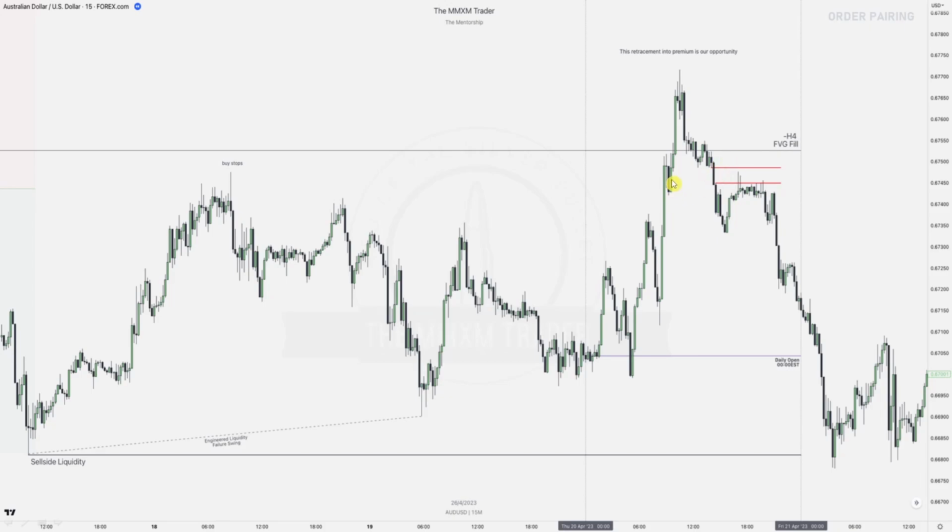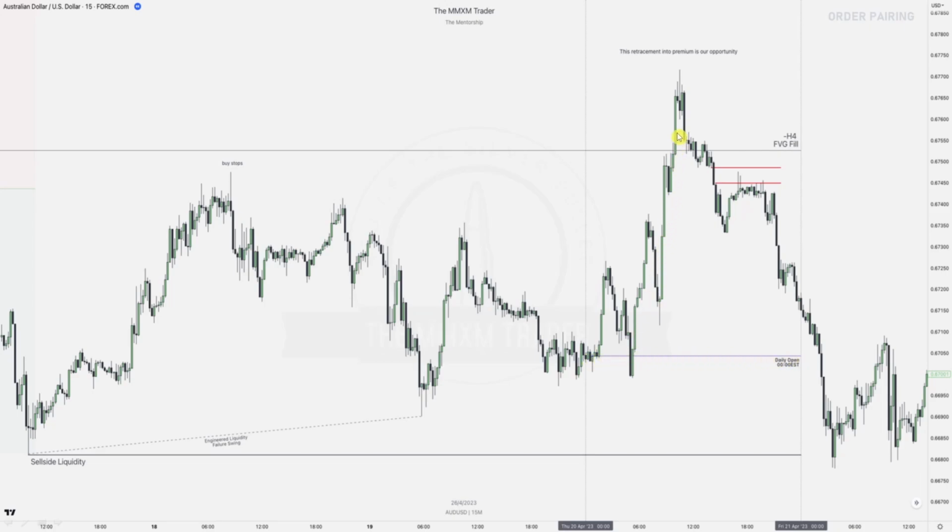We can see this breaker block over here is also in line with this fair value gap, making it an even higher probability fair value gap. So after the buy stops got raided, we wait for a break of structure, we wait for displacement, and then draw out your New York midnight open line, right?